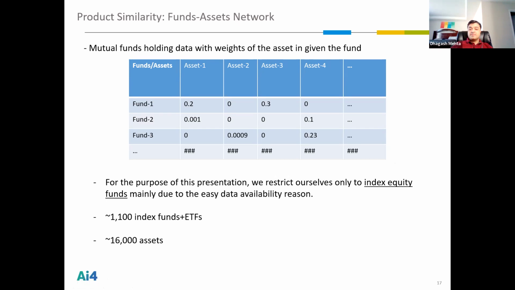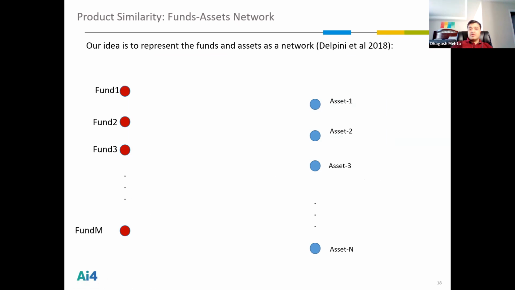Once I have this table, I did not want to use this table as it is, but I wanted to create a network out of it. So here is what I did. All these fund 1, fund 2, fund 3, all these rows, I put them as red circles on the left. And on the right, I put asset 1, asset 2, asset 3, and so on as blue circles. So these are my so-called nodes of the network.